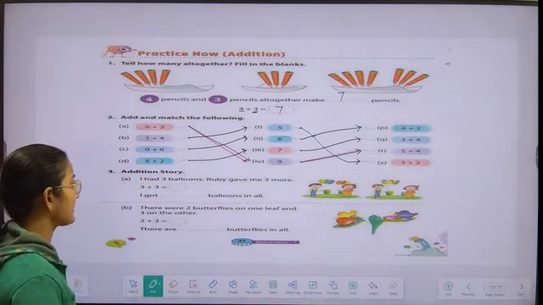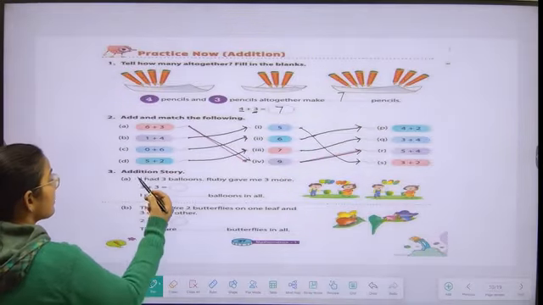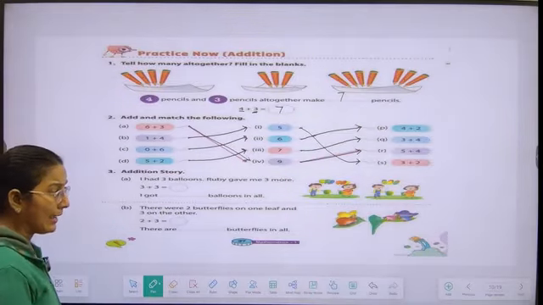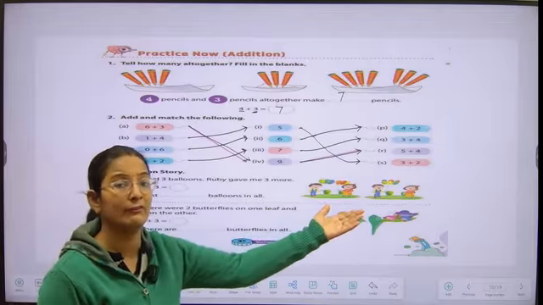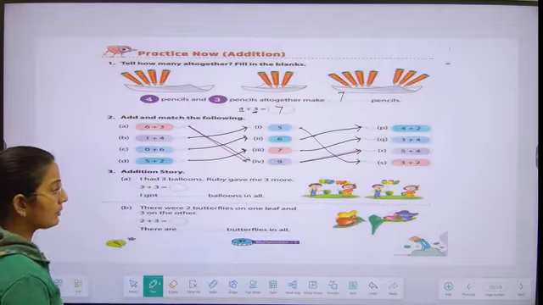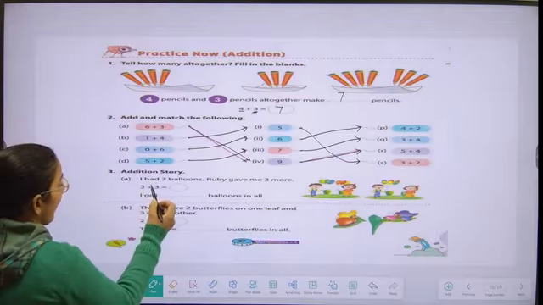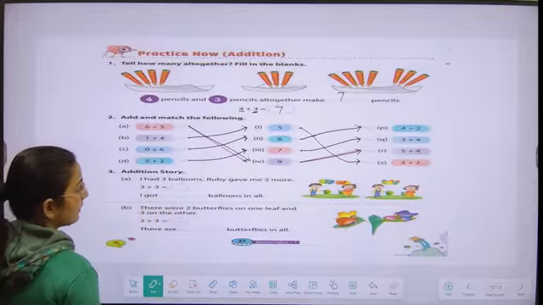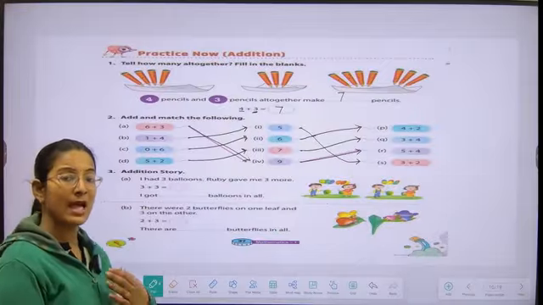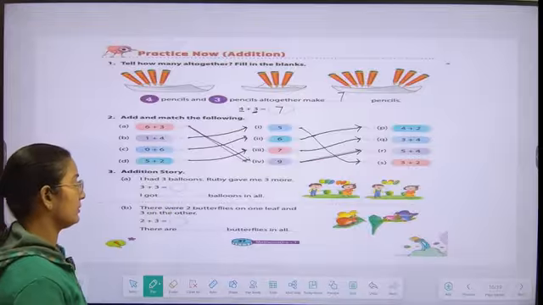Moving to the next set of exercises. Addition story. Now we have to add with the help of the story given here. Let's start doing. I had 3 balloons. How many balloons did I have? I am having 3 balloons.